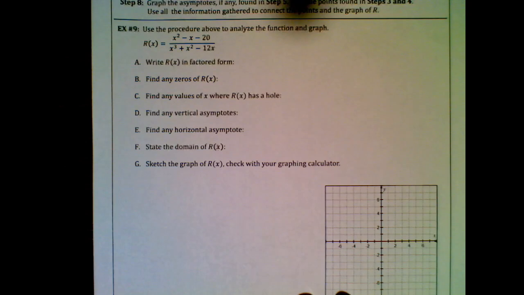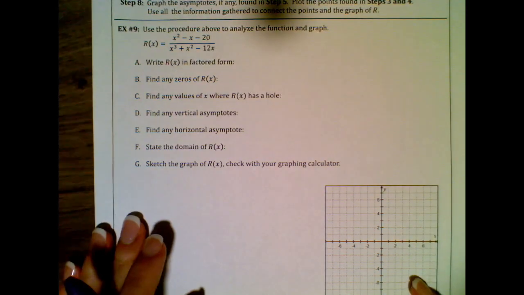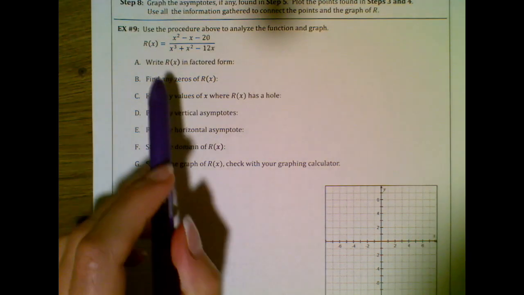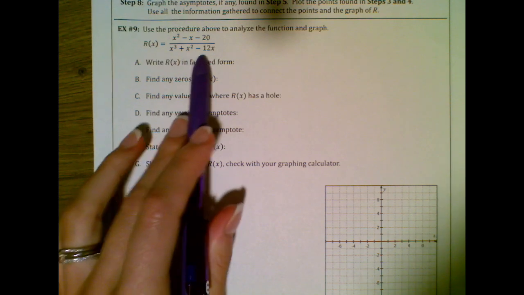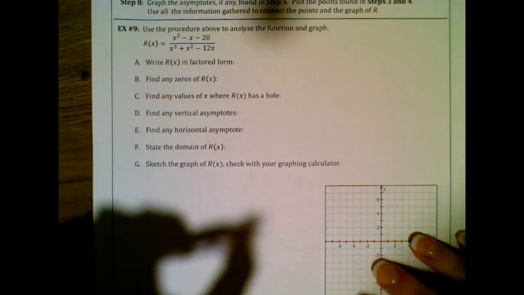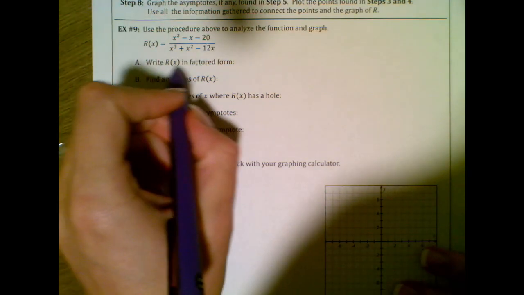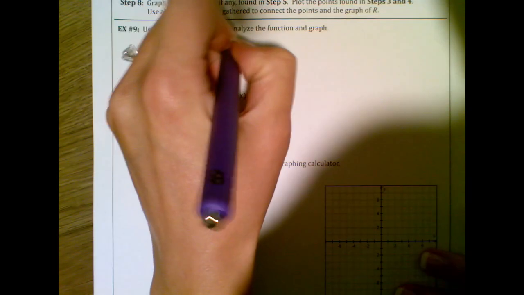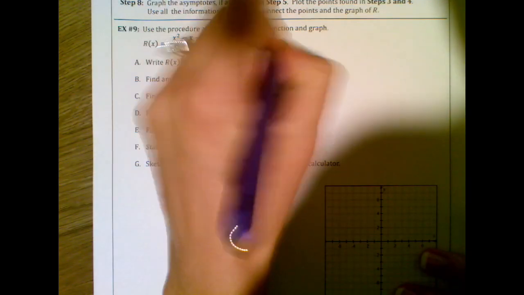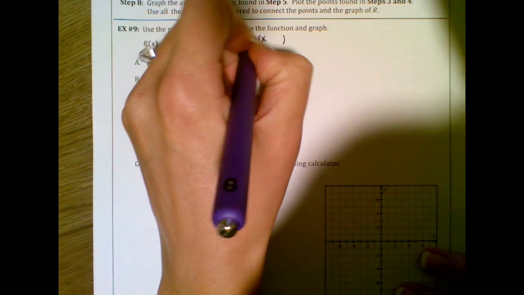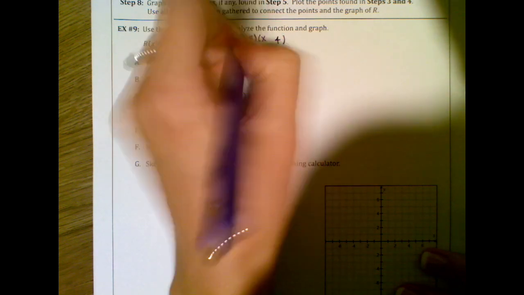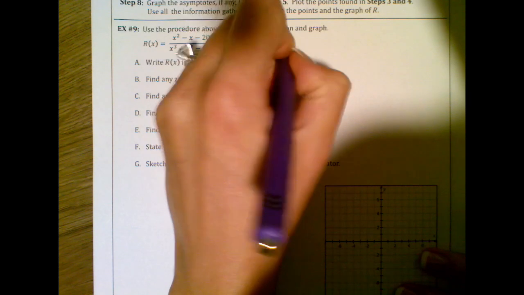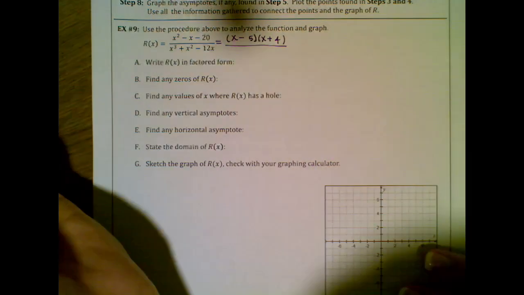So it says we're going to have r of x equals x squared minus x minus 20 divided by x to the third plus x squared minus 12x. All right, first things first, I'm going to factor this out because it says write r of x in factored form. So let's see what that reduces to. So I get x and x. I'm assuming this is a 5 and a 4. Negative 5 plus 4. That looks about right to me.